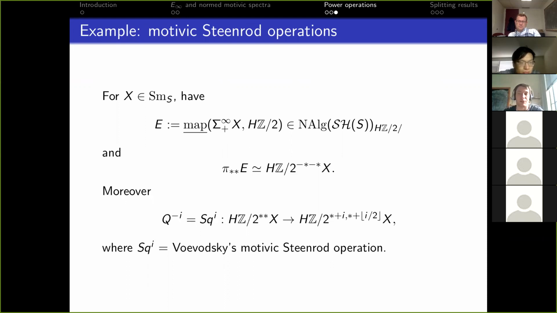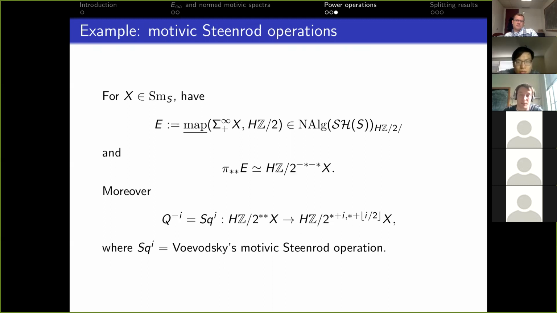I mean, that's just the definition of internal mapping spectrum and motivic cohomology, I guess. And so what you see then is that you have this power operation acting on the homotopy groups of E. And you can translate this into something acting on the motivic cohomology groups of X. And it turns out that if you look at Q minus I, this has exactly the same degree as some other operation, which is well known, the so-called motivic Steenrod operation, which Voevodsky constructed and used, of course, very effectively in his proof of the Milnor conjecture.